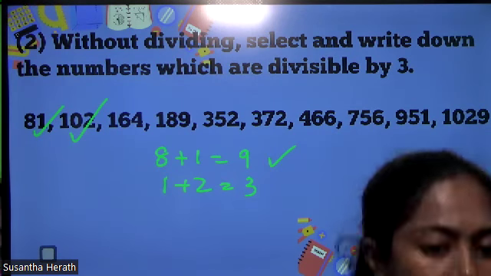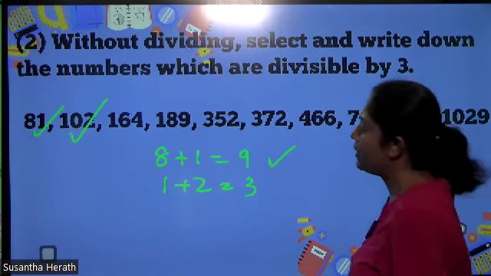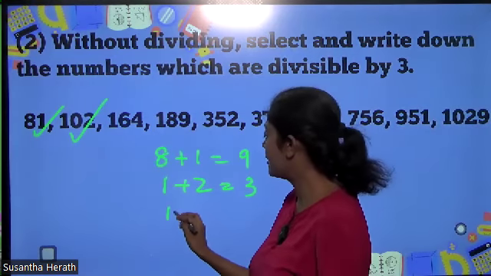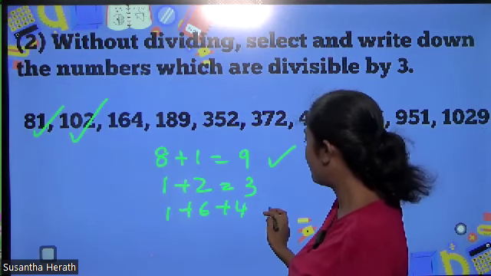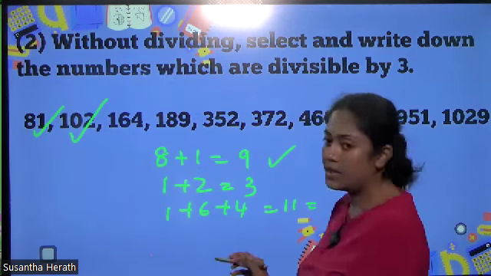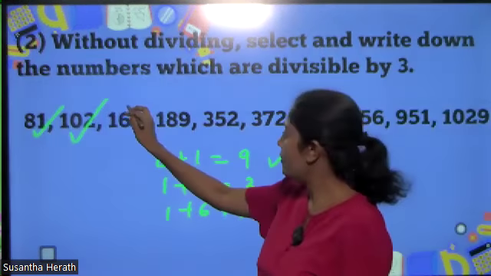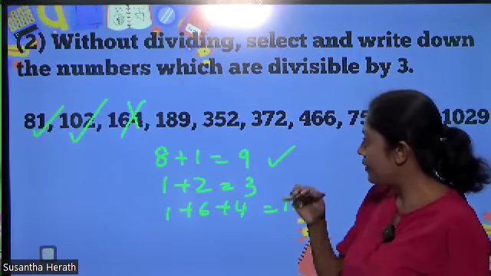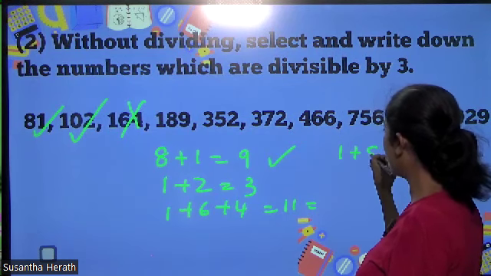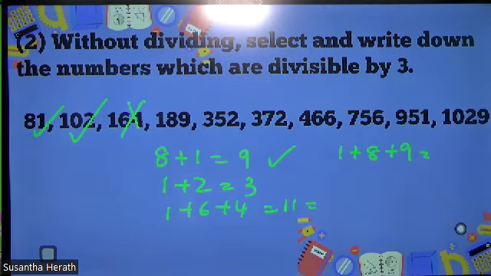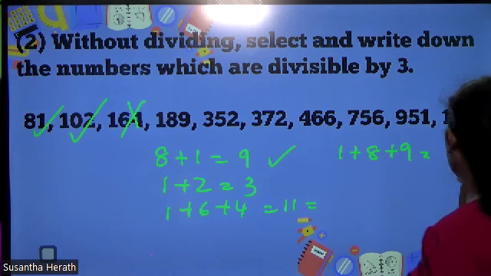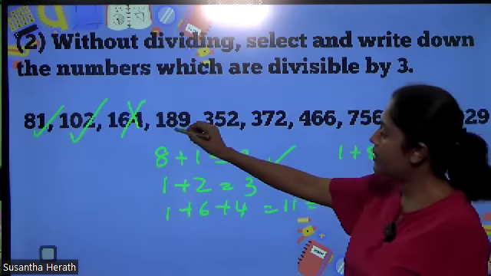Right, we'll discuss the answers. Okay, next one, 164. 1 plus 6 plus 4. 1 plus 6, 7. 7 plus 4, 11. That means the digital root is 2. Then we can't divide this by 3. 189. 1 plus 8 plus 9. 1 plus 8, 9. 9 plus 9, the answer is 18. Then 18, what is the digital root? 9. Then we can divide that number by 3.